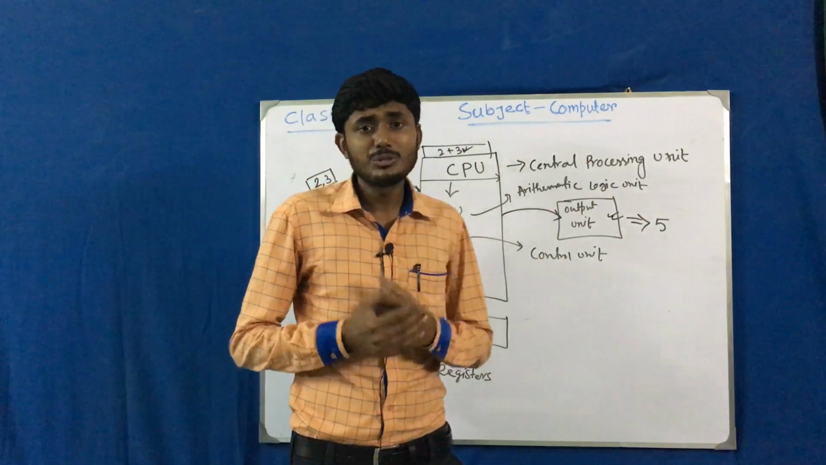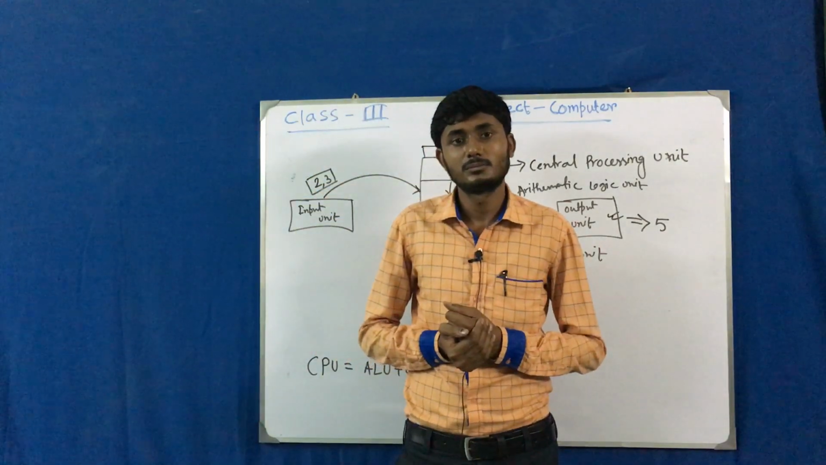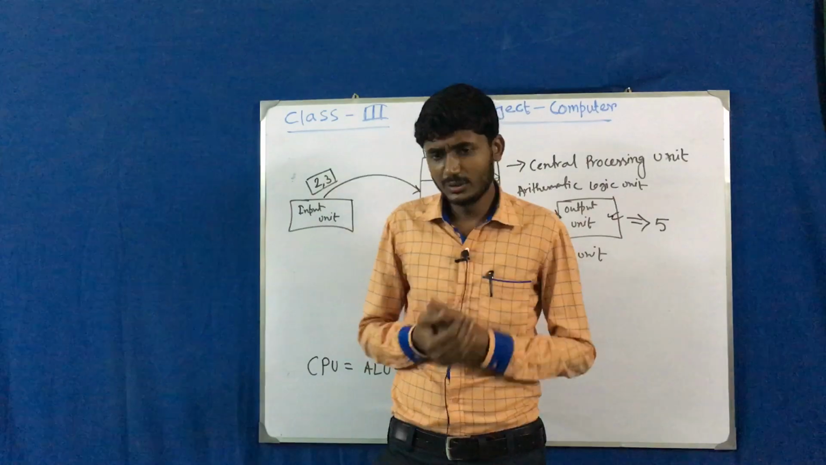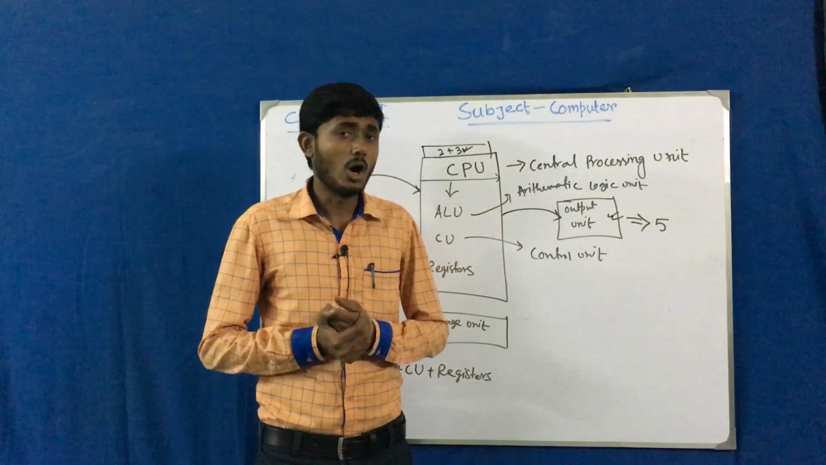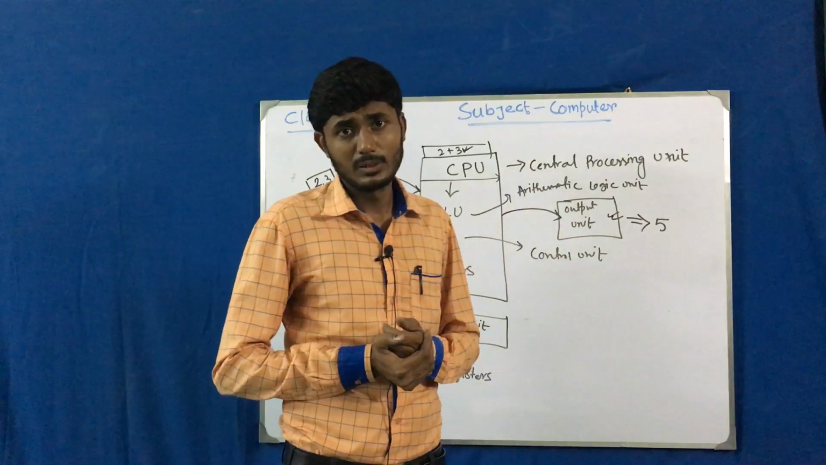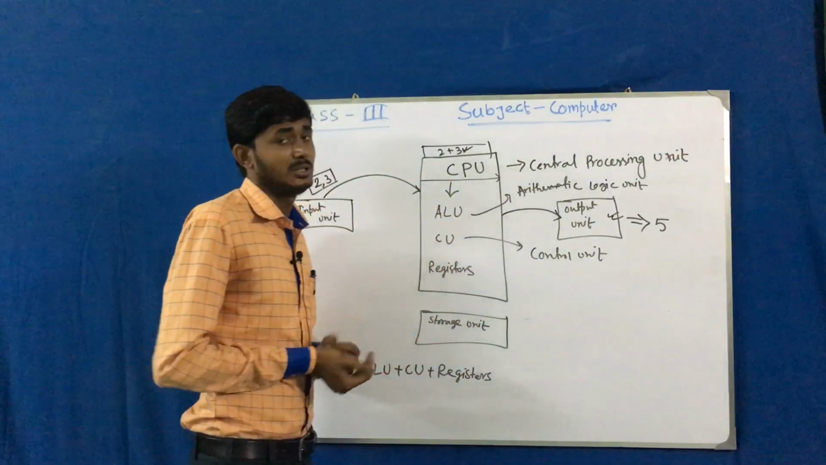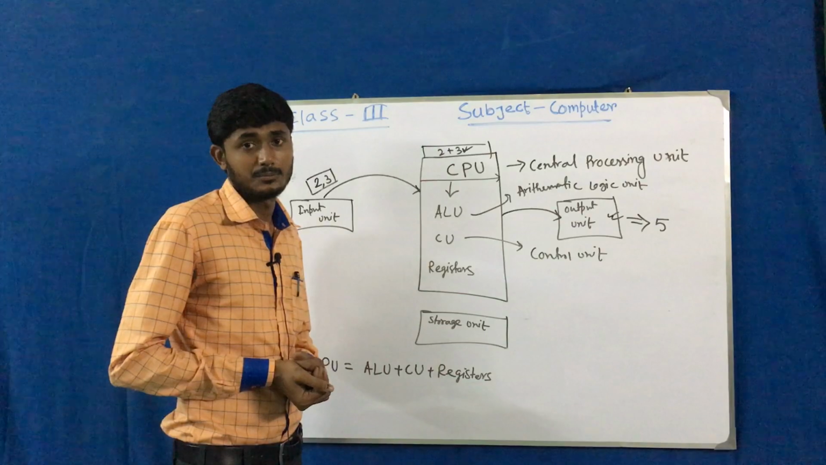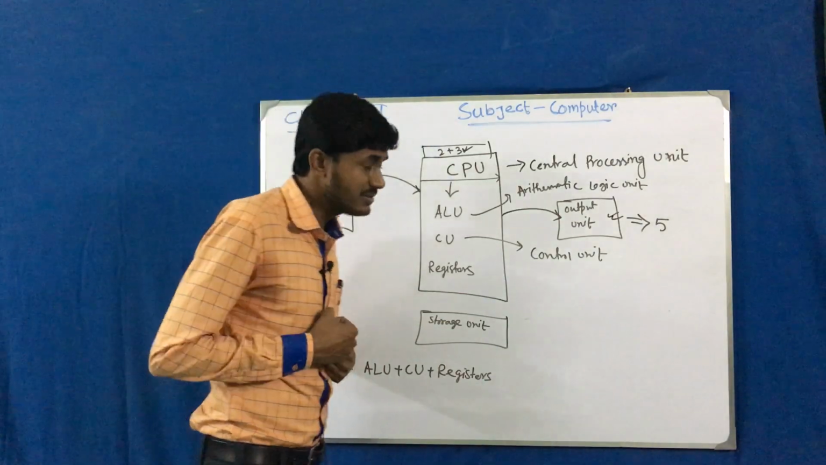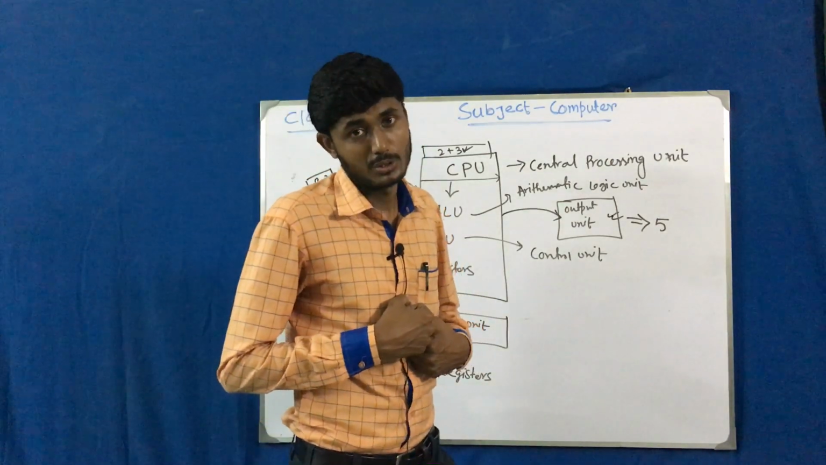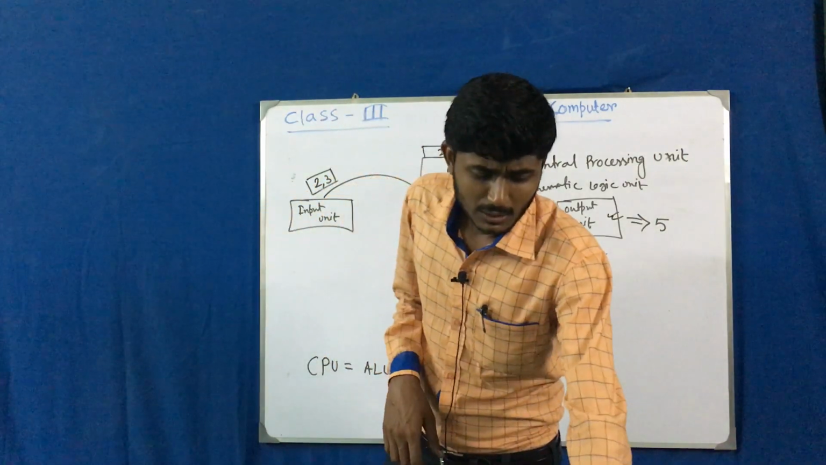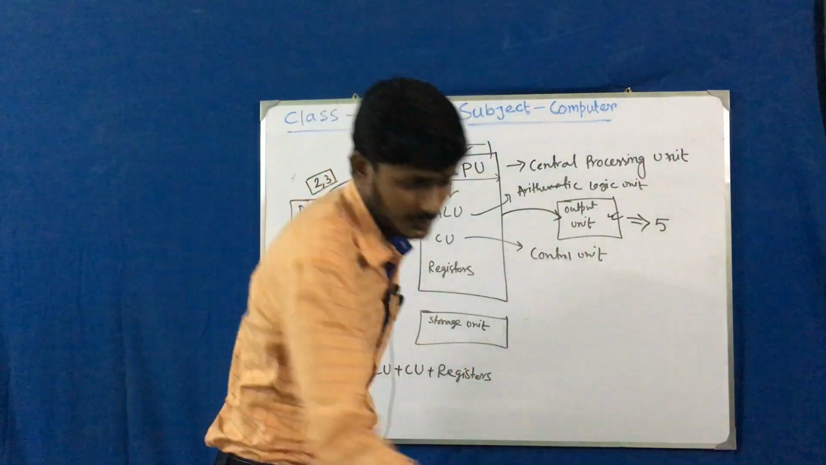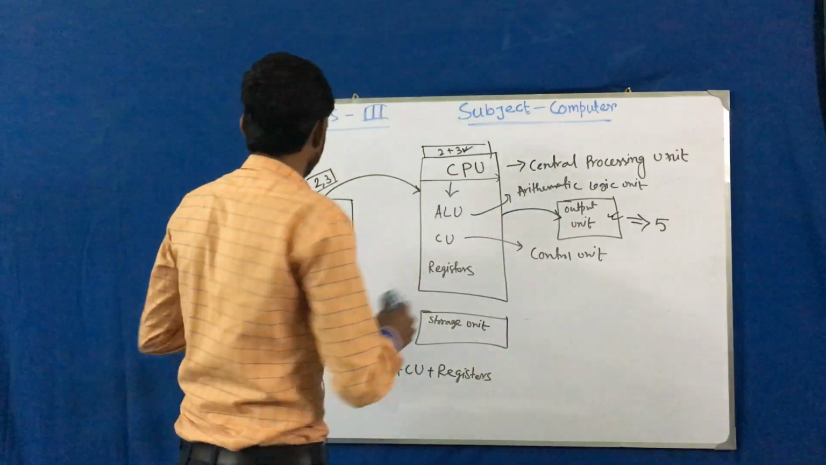Suppose we have to perform some operations. If mistakes occur, or any warning or error occurs, the situation is controlled by the CU, control unit, to provide us the actual output. Clear? Then this is the input, process and output cycle.